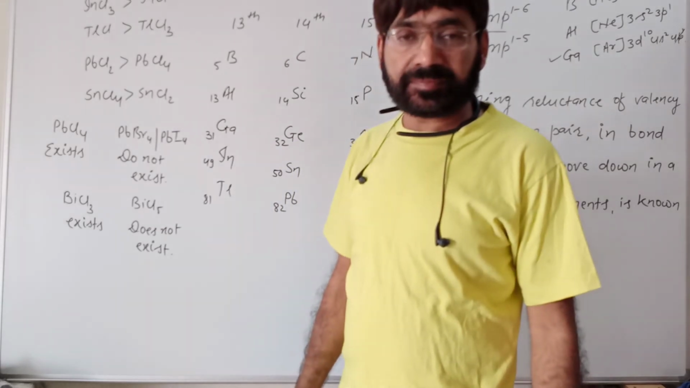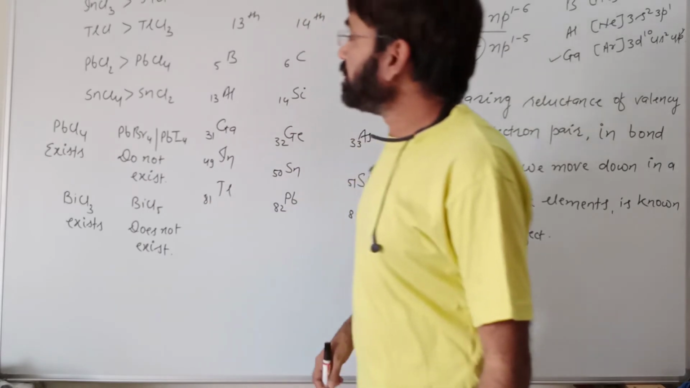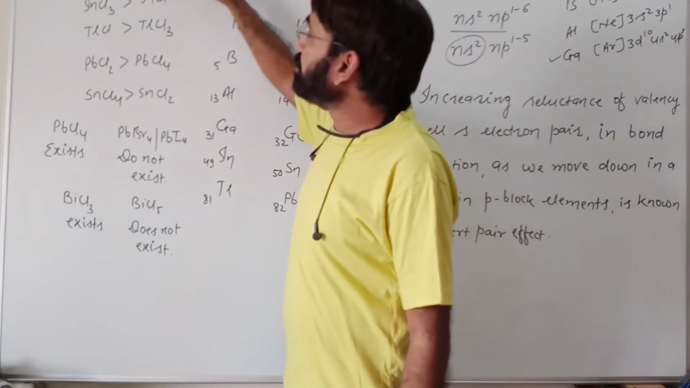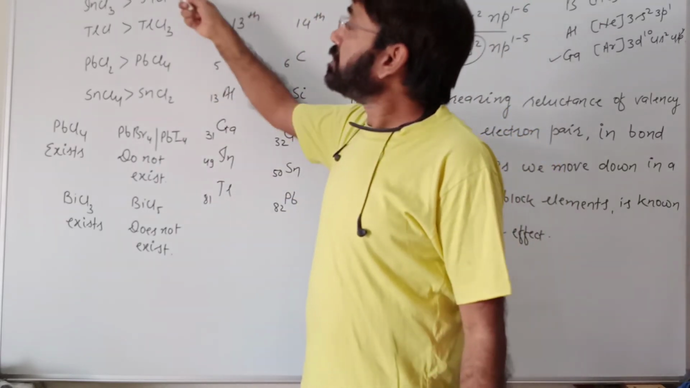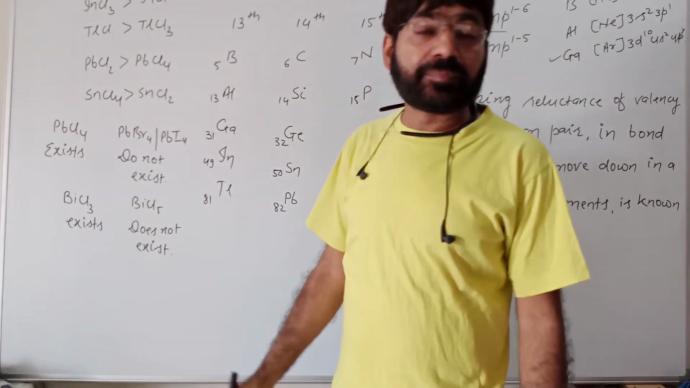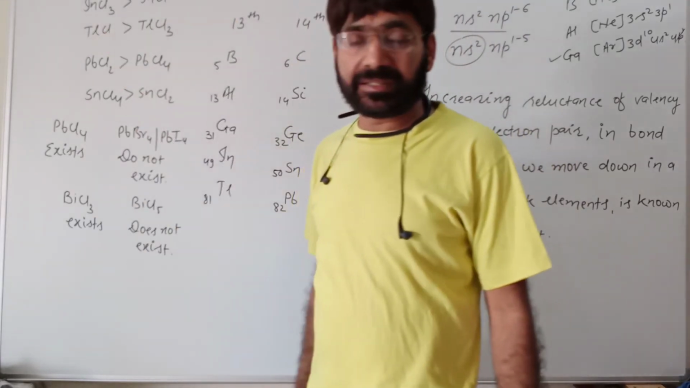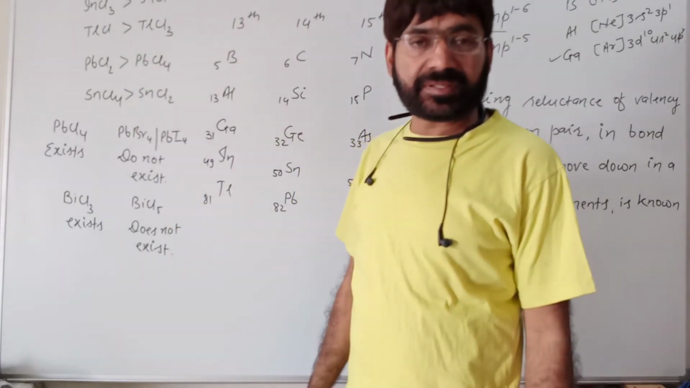Now, if we want to compare the reducing strength, then what do we say? The most unstable +1 is that of gallium. So this will be functioning as the best reducing agent among GaCl, InCl and TlCl. Is it clear?